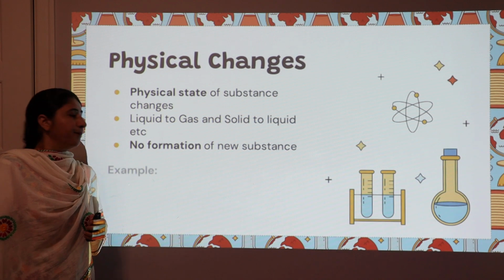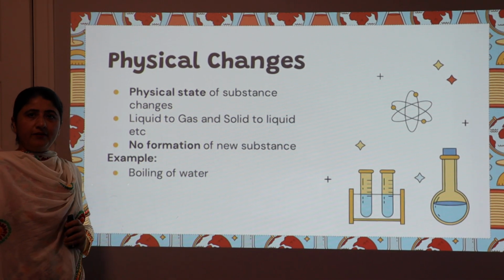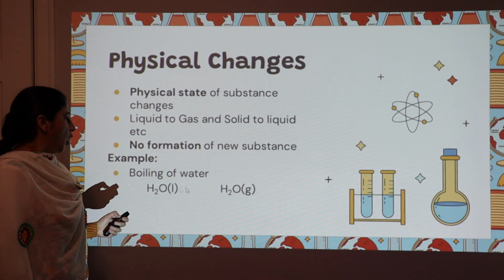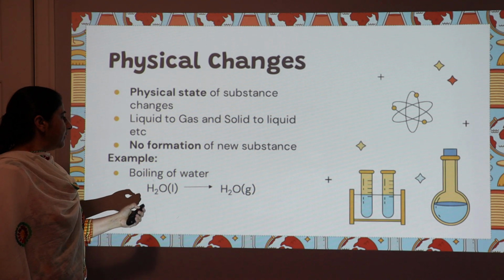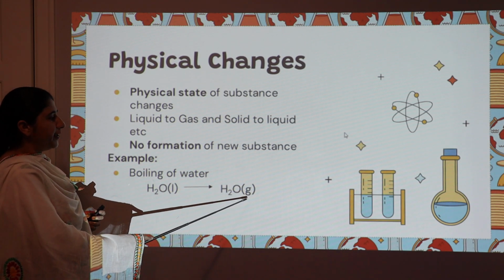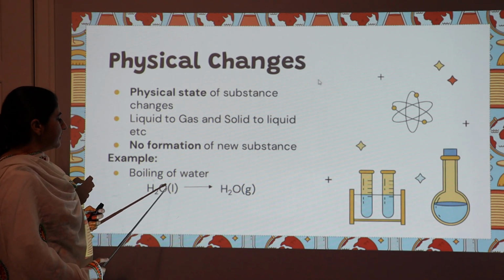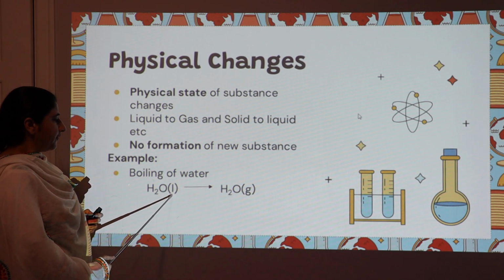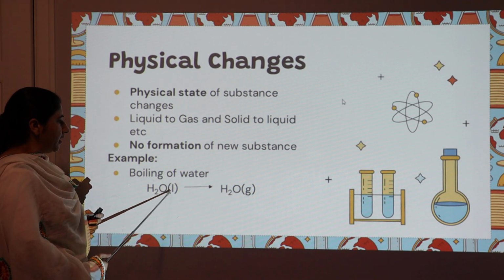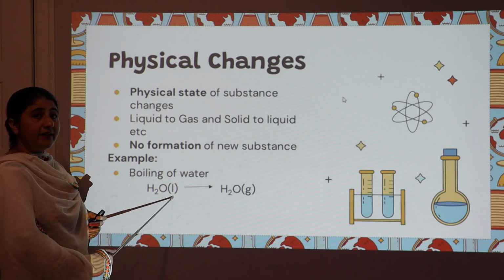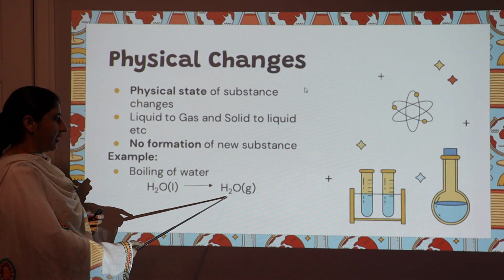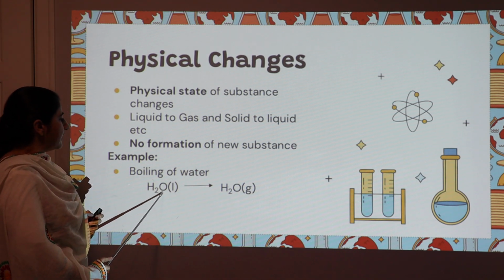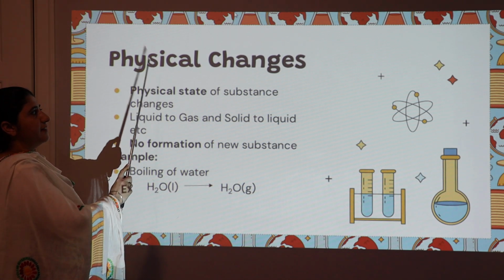For instance, the boiling of water, in which we have water in a liquid state. On heating, the liquid water is converted into the vapor phase. So in this case, the water remains the same, but only the state of the water changes. Initially we have water in a liquid state, and after the change, the water exists in the gas phase. So this is the best example of physical changes.